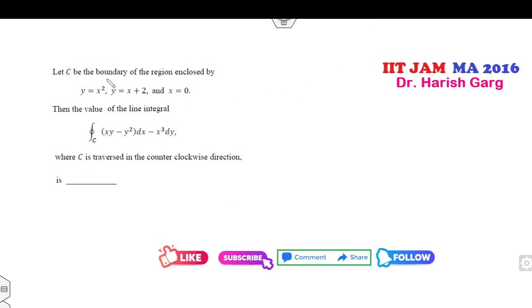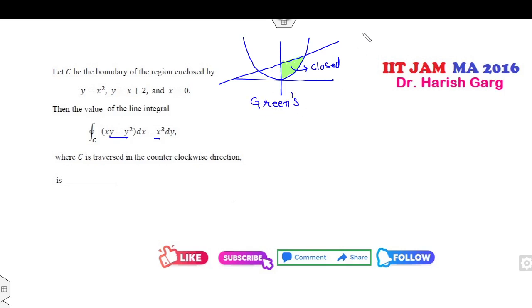Okay, look at this another one. C is the boundary of the region. So firstly you can draw the graph. Check whether it's closed and bounded. Closed, y is equal to x plus 2 and x is equal to 0. So which one is the portion? Fine, this is the portion, and clearly this is closed, and these are polynomials. So yes, you can apply Green's theorem.